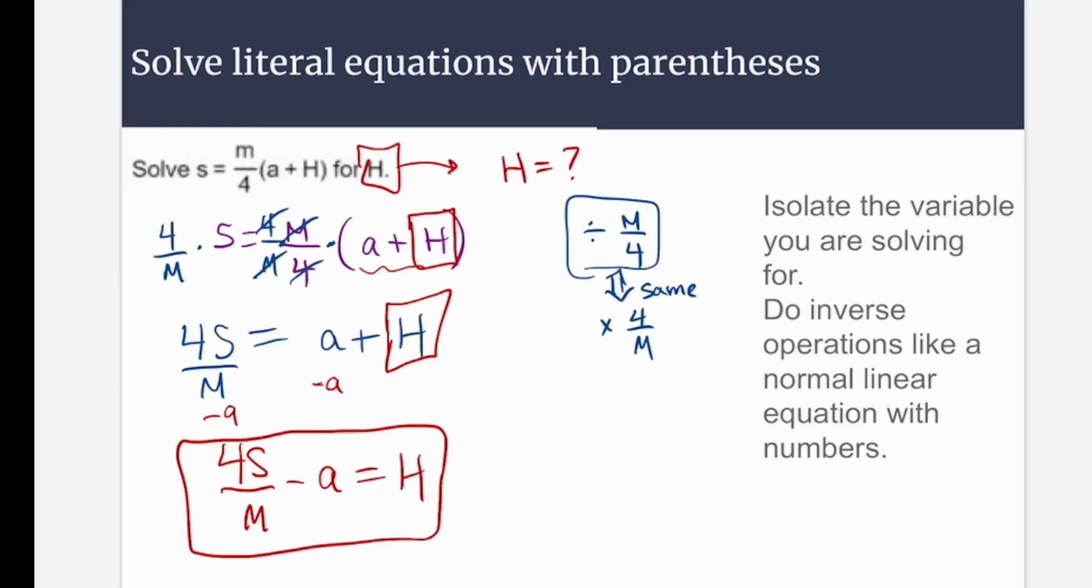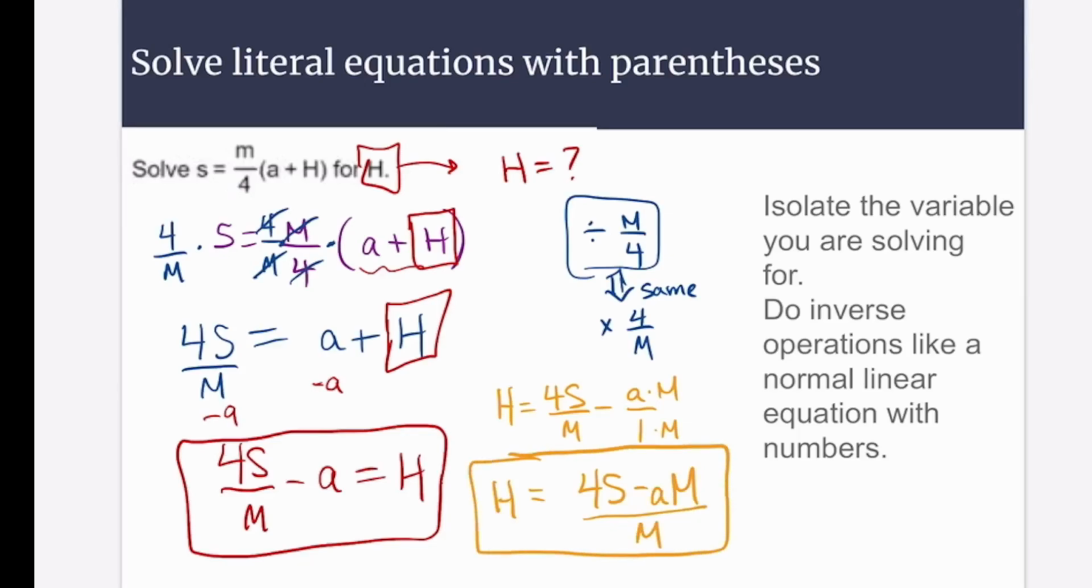Again, there's really not much to simplify. If you need to write it as one big fraction, we do the same thing we just did in the other problem. So 4s over m minus a, I'll actually write this out a little more. You put the a over 1, you multiply by m to get a common denominator. So you'd get 4s minus am, and the denominator would be m. And that's how you would write that one.